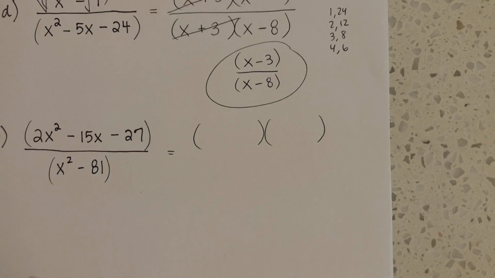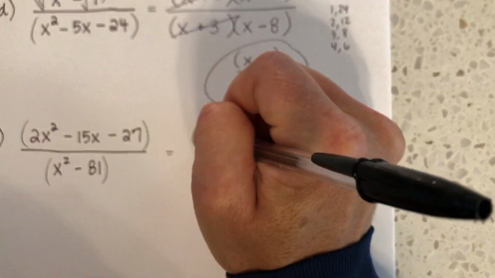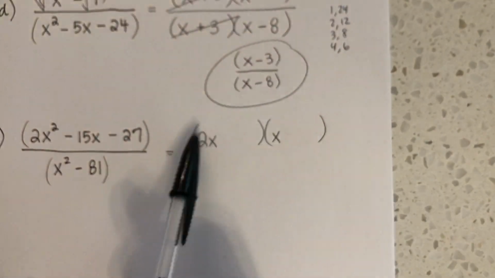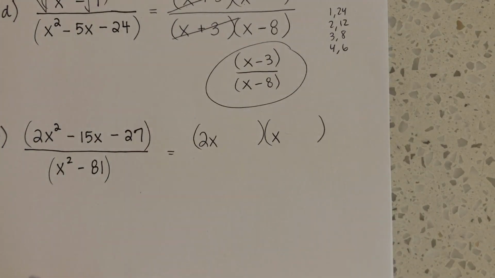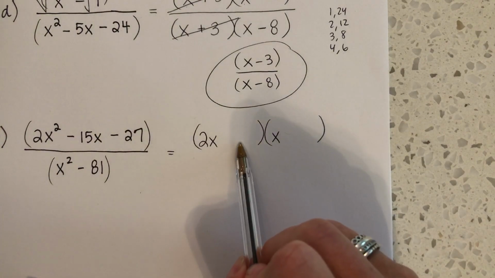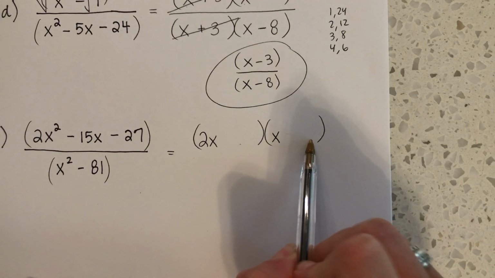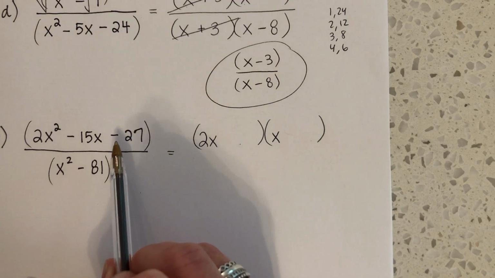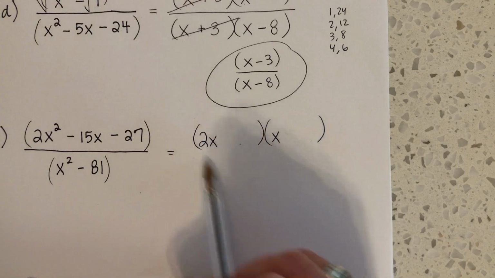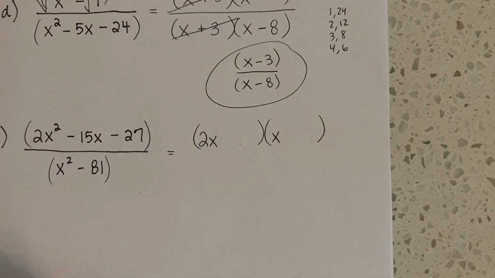Well, guys, what are the only numbers that multiply to 2? 2 and 1. So you need a 2x and a 1x. Those are the only numbers you could have put there to get you that 2x squared. All right, now whatever number I put here and whatever number I put here better multiply to negative 27, and then my rainbows better add up to those negative 15x's.